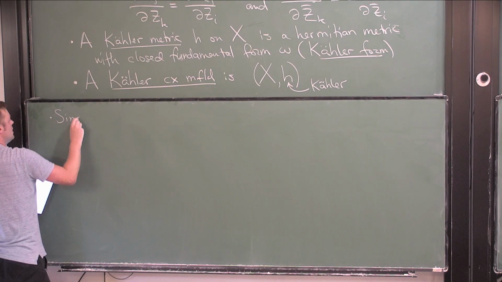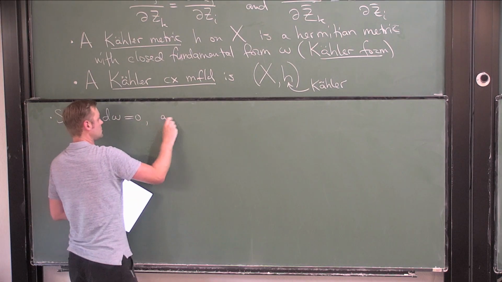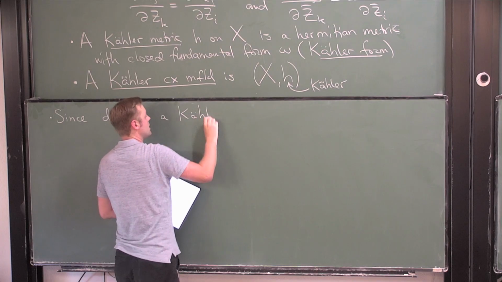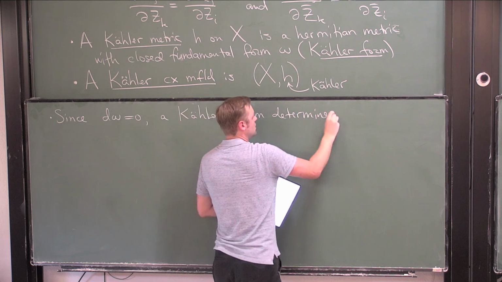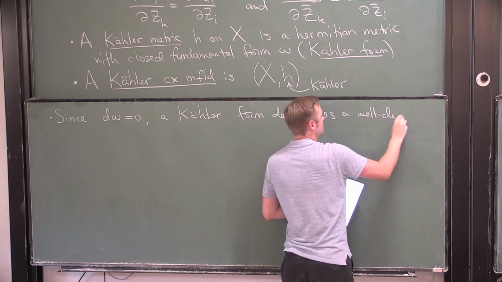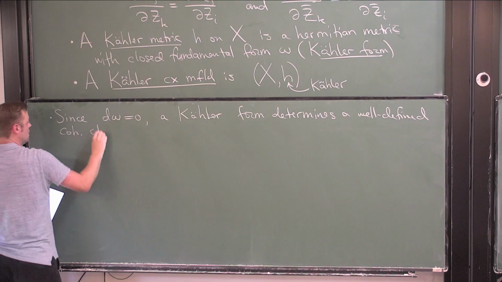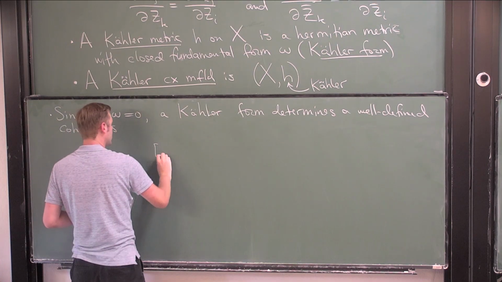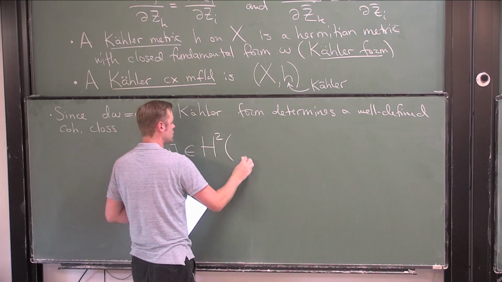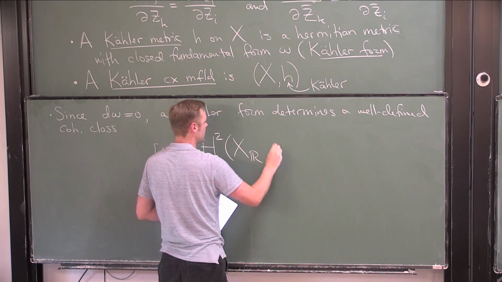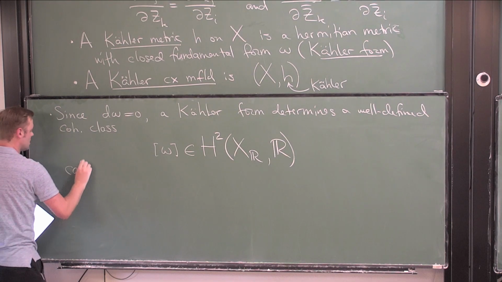So since the Kähler form is closed, then by definition a Kähler form determines a well-defined cohomology class, which I'll denote by omega bracketed. This is the cohomology class in the second cohomology of the real manifold underlying X. And this cohomology class is often called the Kähler class.